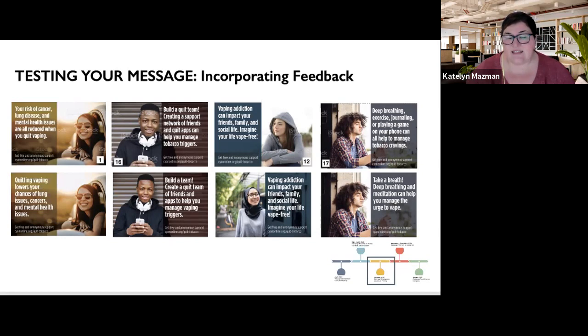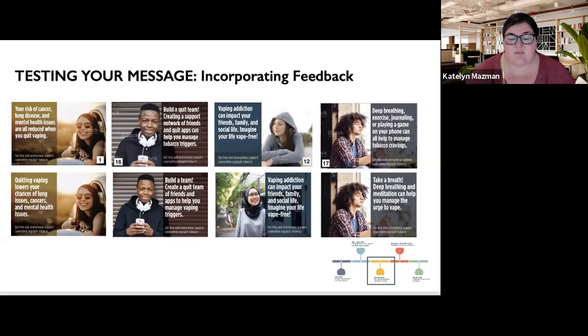Again, with that second image there, I think this is a really good call out that we need to be mindful of the language we might be using. A lot of young people said, I don't know what a quit team is. What does that mean? It's something that we use frequently because we are in tobacco control, but we can't assume that that language translates. So again, same image, same message, just a different language and way of relaying it.